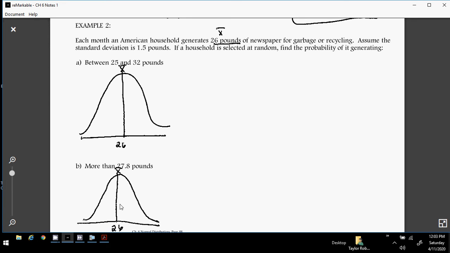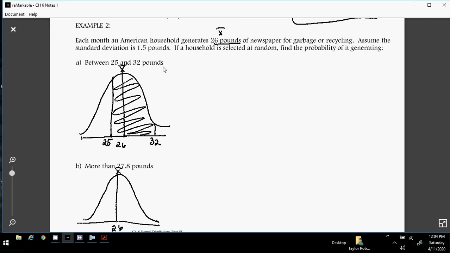26 and 26. Alright, so for part A, it says we're going to look between 25 and 32. So I have to also put 25 and 32 on here. Well, 26 is in the middle. 25 is less than that, so it goes over here on the left. 32 is more than that, so it goes over here on the right. I'm just going to estimate how close I need it. Now I need to figure out which way to shade. Well, I want to be between 25 and 32, so I'm going to shade between those two.